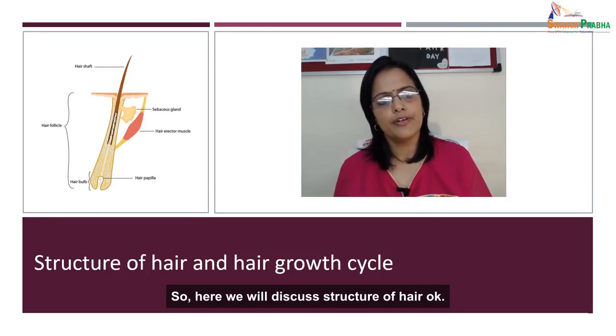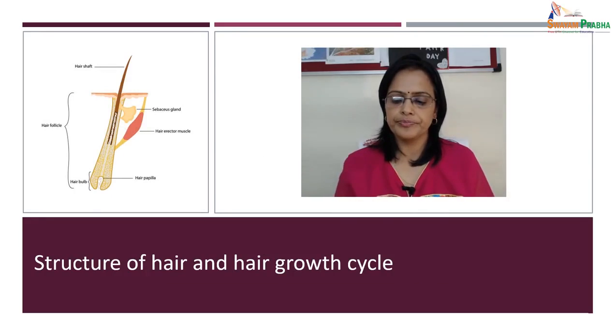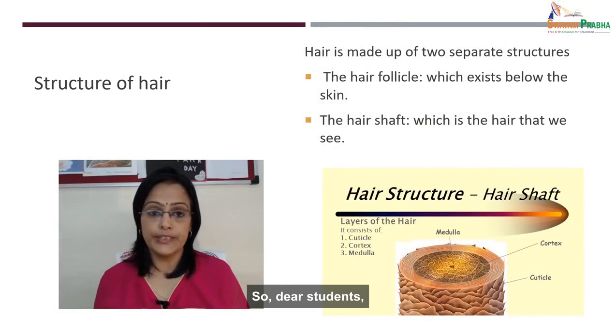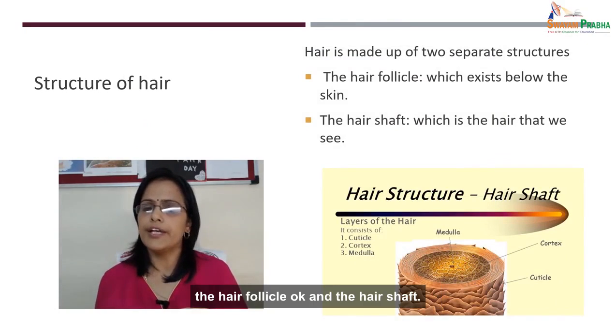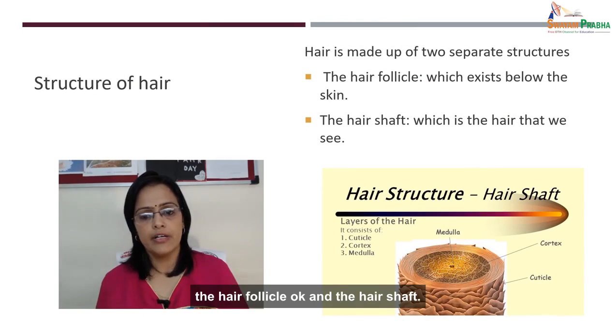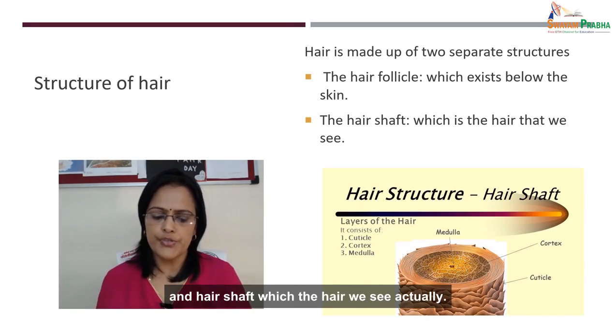So here we will discuss the structure of hair. Dear students, hair is made up of two separate structures: the hair follicle and the hair shaft. The hair follicle exists below the skin, and the hair shaft is the hair we actually see.